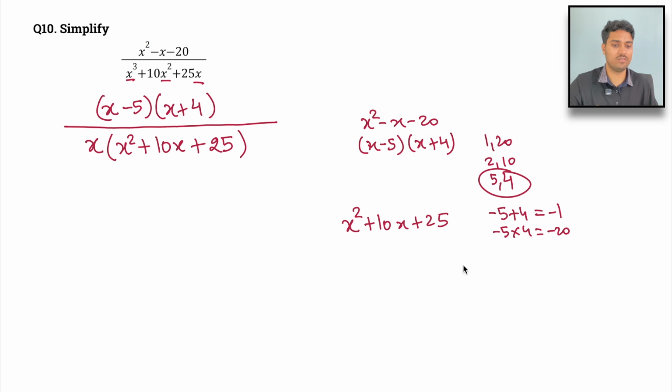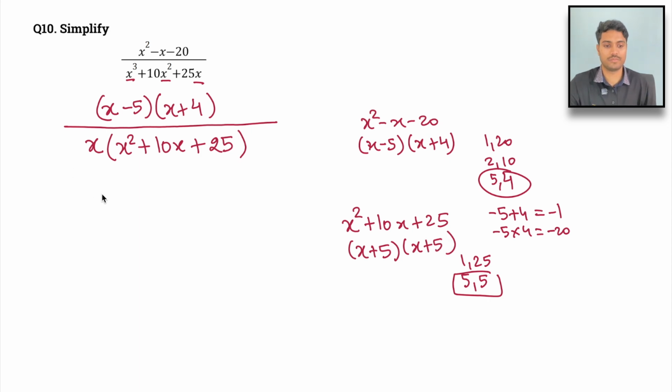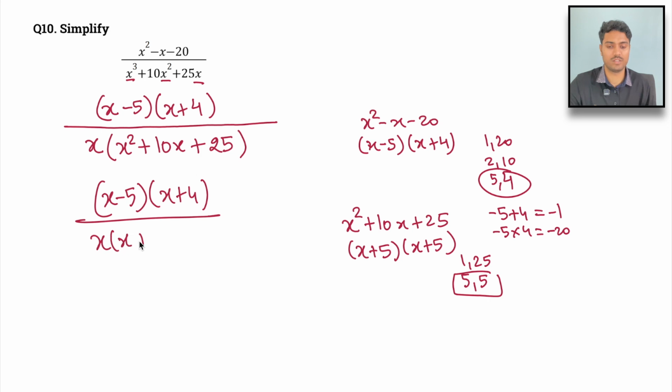So this time we have 25. So 25 will be 1 and 25, 5 and 5. Definitely 5 and 5, because 5 multiplied by 5 will give us 25. 5 plus 5 will give us 10. So both are plus, x plus 5 and x plus 5. So we can write it as (x minus 5)(x plus 4) divided by x times (x plus 5)(x plus 5).